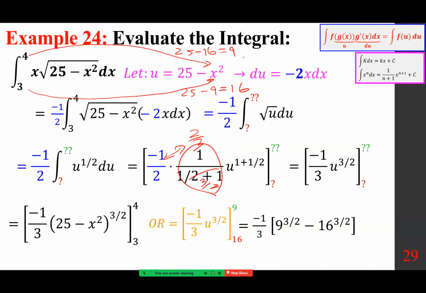So I plug in. And this is square root of 9 or 3 cubed, which makes it 27. This is square root of 16 or 4 cubed makes it 64. So we have minus 37. We get positive 37/3.